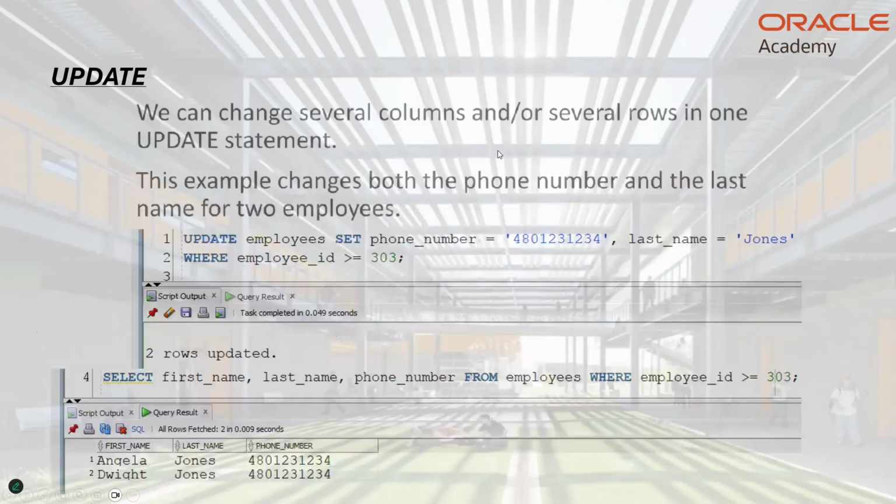All right. So we can change several columns and or several rows in one update statement. That's a good thing about it. So update your table, set your column, and just separate all of your updates by a comma, just like any other command. So we're updating the phone number and the last name because the individual Angela got married, or maybe I don't know what happened, but now the last name is Jones.